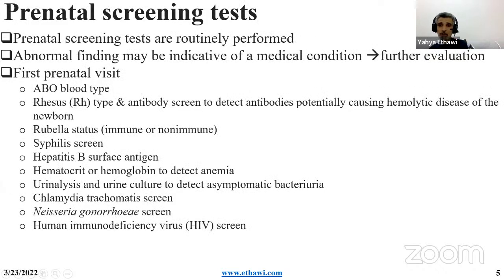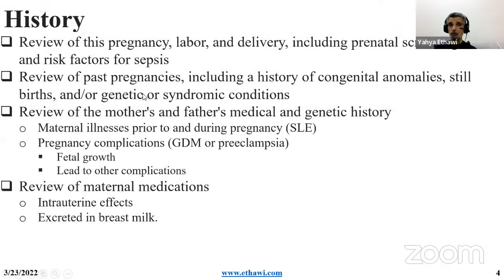To start antibiotics, you should have risk factors plus symptoms. Risk factors plus symptoms. You need to review past pregnancies, past deaths, and anomalies. If there was a stillbirth or abortion, any genetic syndrome, or consanguinity, these need to be documented and known. Mother and father's medical and genetic histories, medical illnesses such as SLE, diabetes, gestational or type 1 or type 2, and fetal growth, which might also lead to other complications. Also medications that have an intrauterine effect or can be excreted in the milk.